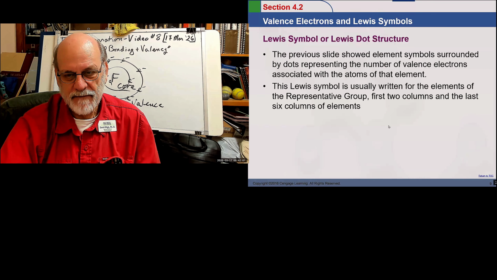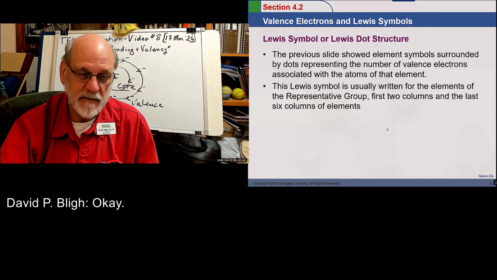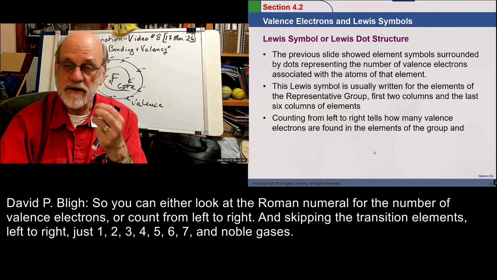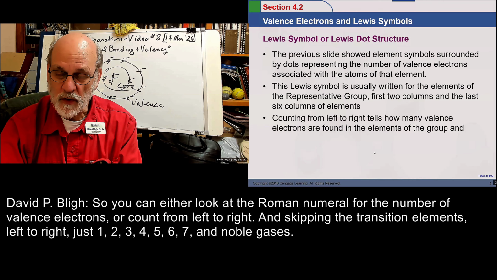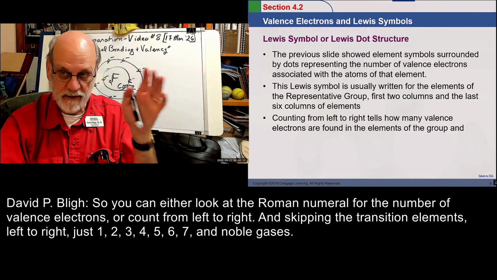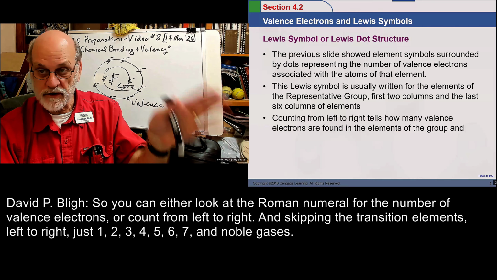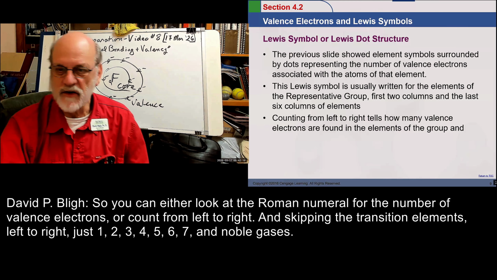Okay. So you can either look at the Roman numeral for the number of valence electrons or count from left to right. And skipping the transition elements, left to right, just 1, 2, 3, 4, 5, 6, 7, and noble gases.